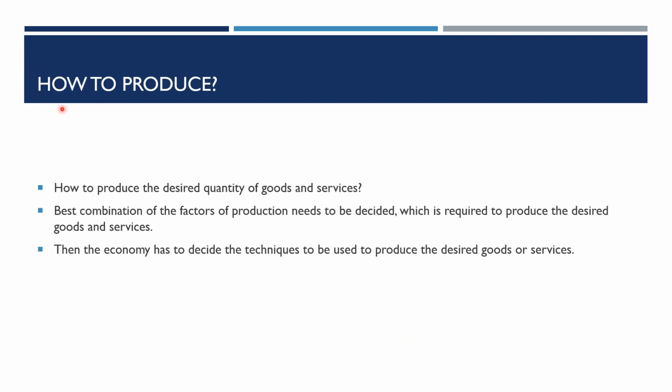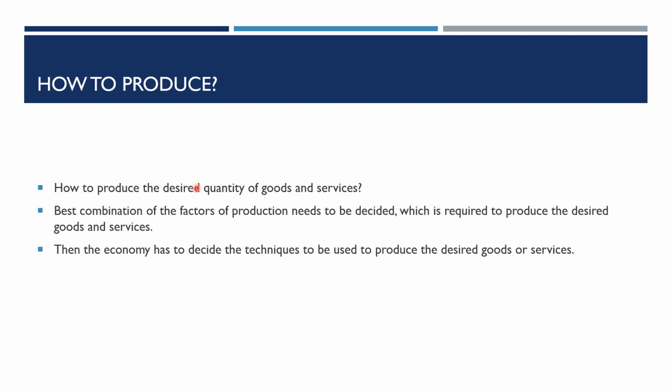The second question is how to produce the desired quantity of goods and services. By answering the previous question, an economy understands what it is going to produce and in what quantity it is going to produce.